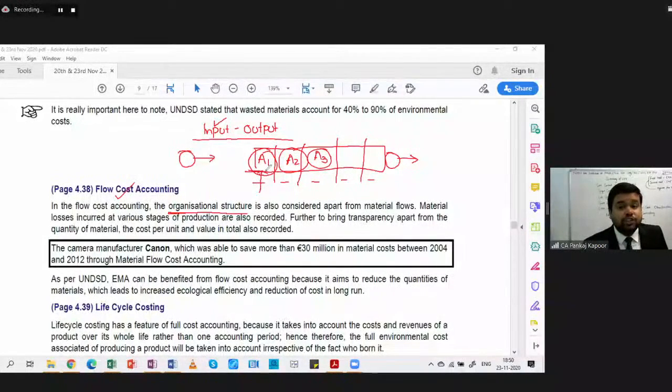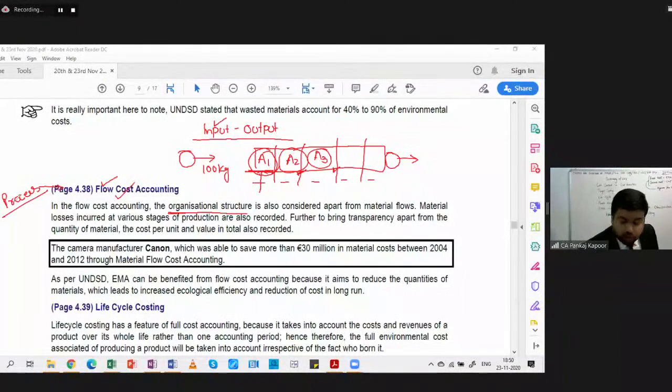Hence, at each phase of the production, at each activity of the production process, we try to identify: okay, 100 kg inserted, so what is the output at this process? What is the output after this particular activity? What is the output after this particular activity? Or, where there is process costing, there is more than one process through which the product needs to pass prior to being converted into the finished good. We must perform flow cost accounting so that at the end of each process, we can identify how much our wastage is.